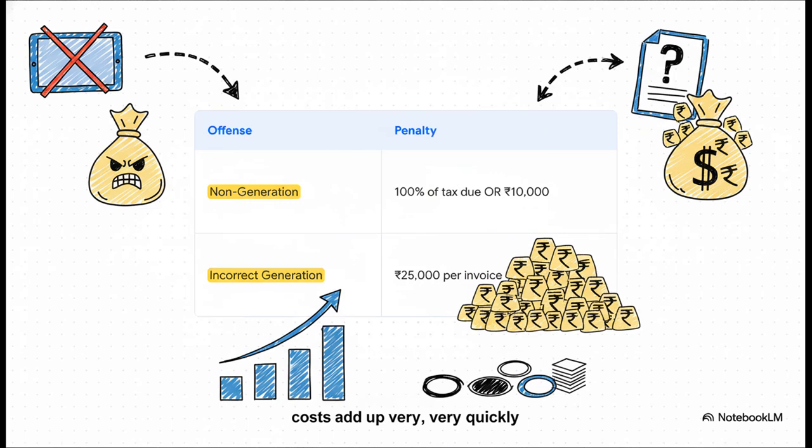And trust me, you don't want to get this wrong, because the penalties are steep. If you just don't generate an e-invoice when you're supposed to, the fine is 100% of the tax due or 10,000 rupees, whichever is more. And for an incorrect invoice, that's a flat 25,000 rupees for each invoice. You can see how fast that would add up.